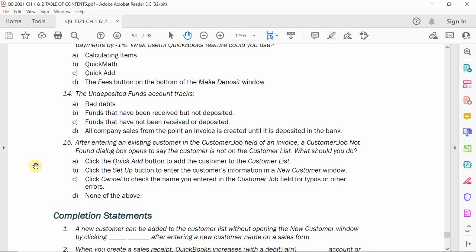What should it be? I think it's C. C, to click cancel and then check the name that you entered into the customer job field for typos. Yes. You can make a typo, and that's why it looks like it doesn't exist, but in reality it's already an existing customer, so you want to be careful here. Would A be true if it's a new customer? Yes, correct. If it's a non-existent customer and you don't have them in your system, then you would use the quick add feature to add them to the customer list.